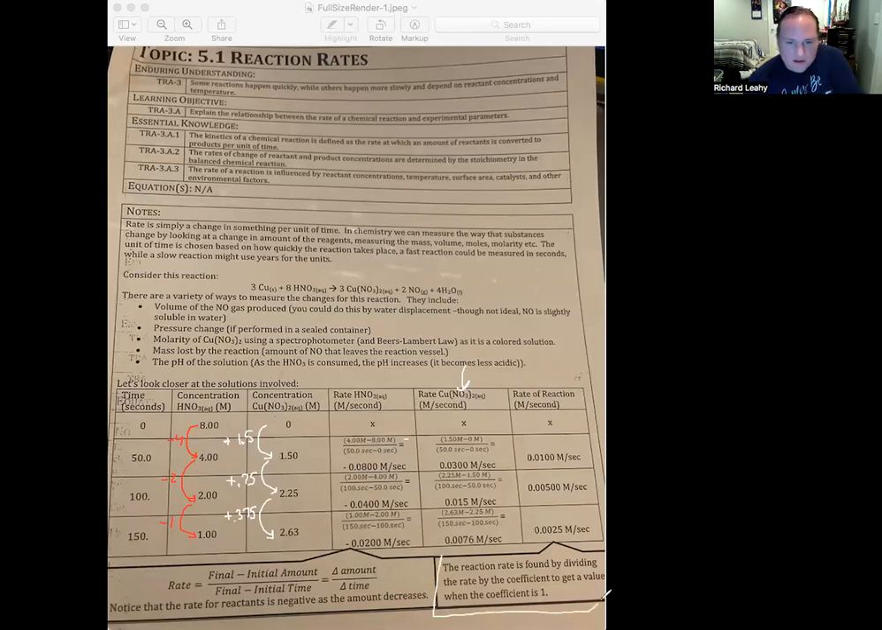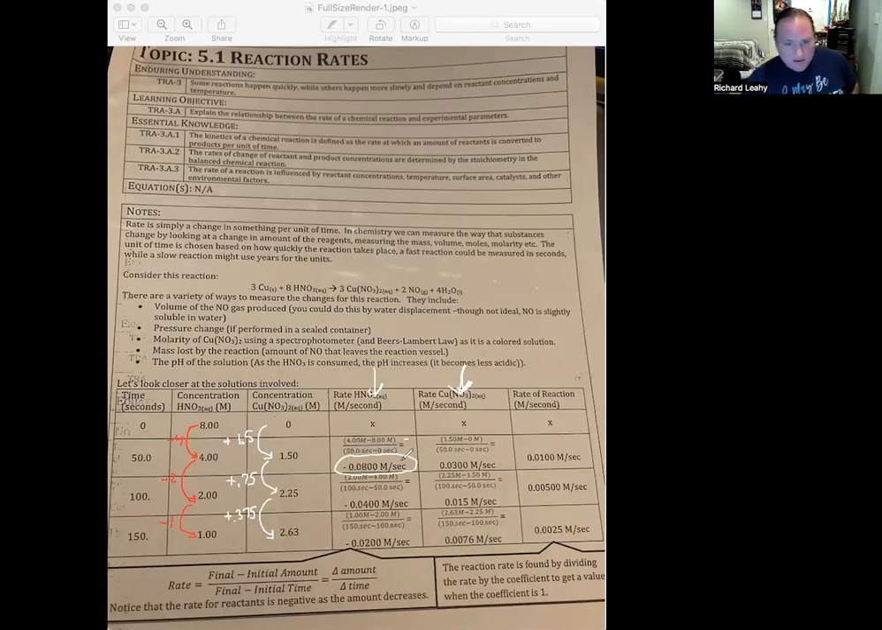This is a little unclear the way they put this. The reaction rate is found by dividing the rate by the coefficient to get a value when the coefficient is 1. That's the confusing part there. I would say what you could do is take either this column or this column and the rates given and divide by the coefficient from the equation.